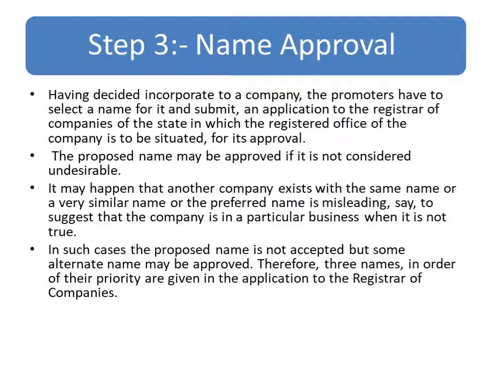Two sets of names or three sets of names will be prepared for the company. If one is not acceptable, then the other, and if that is not acceptable, then another one, and the company will be registered with that name. That's why, while registering the company, the promoters have to set three names.